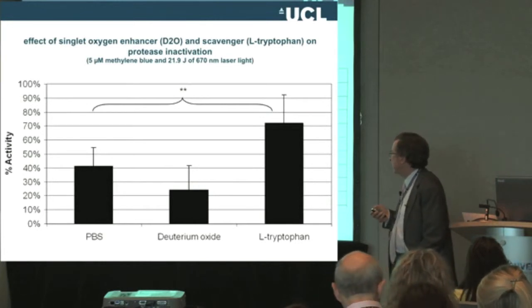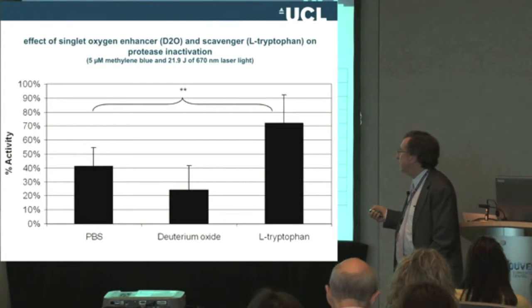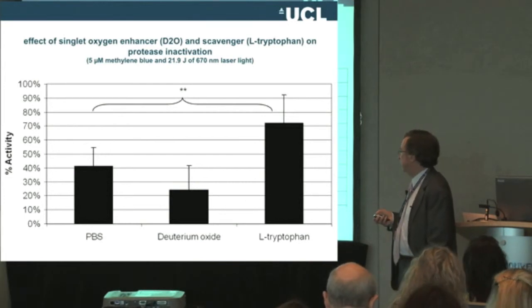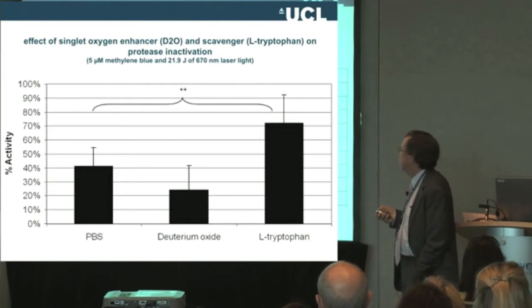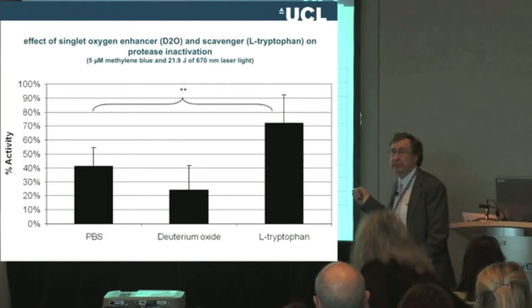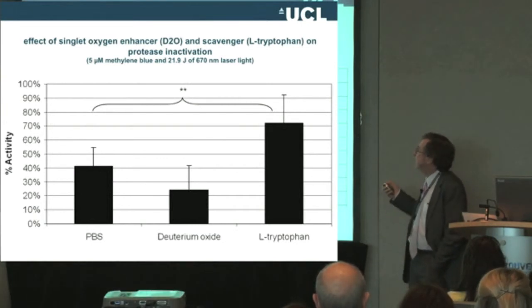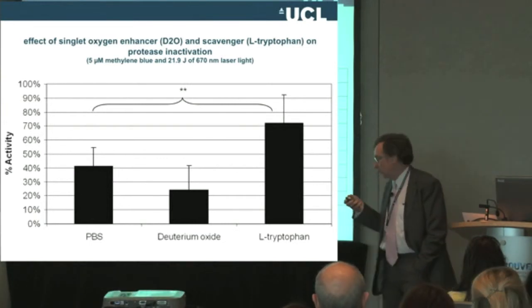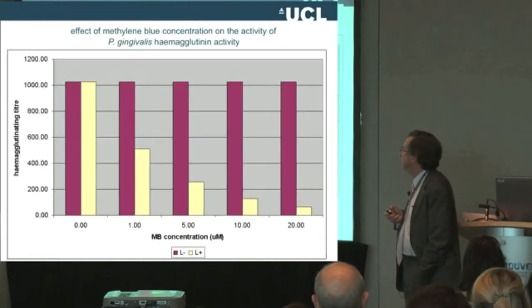Interestingly, from a mechanistic point of view, if you carry out these experiments in deuterium oxide, we get greater reduction in the activity of the protease. If you carry it out in a singlet oxygen scavenger like L-tryptophan, you can see that we get far less destruction of the protease. It's just backing the mechanism that we proposed.